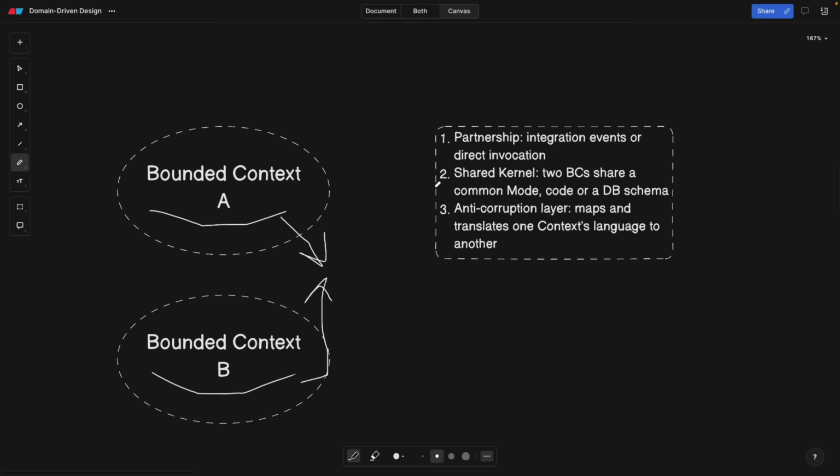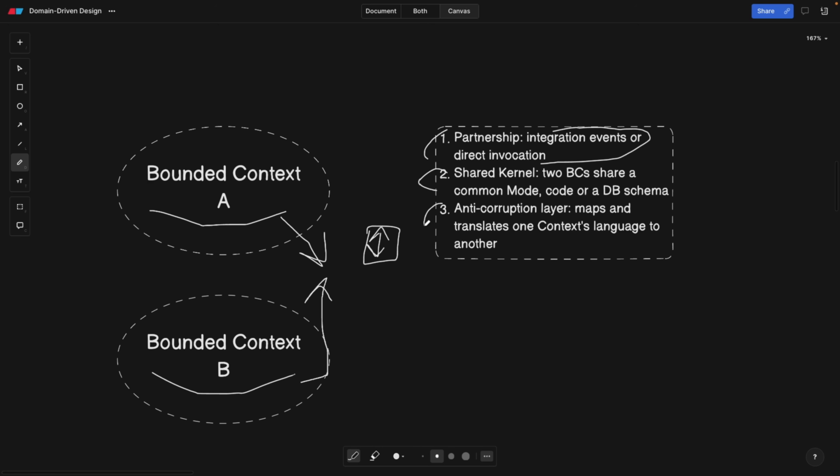But there are three ways of doing that. First of all, partnership, integration events, or direct invocation. In our case, I would prefer integration events, meaning these RabbitMQ messages or events that we produce. The second way is having a shared kernel. So bounded contexts can have a shared folder through which they're going to be able to talk to each other.